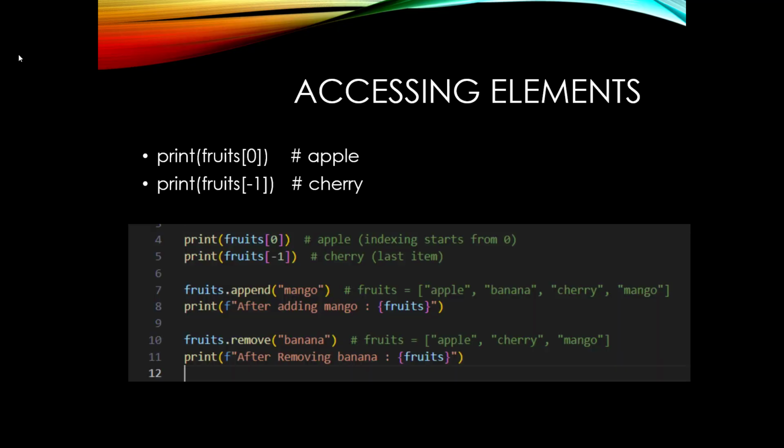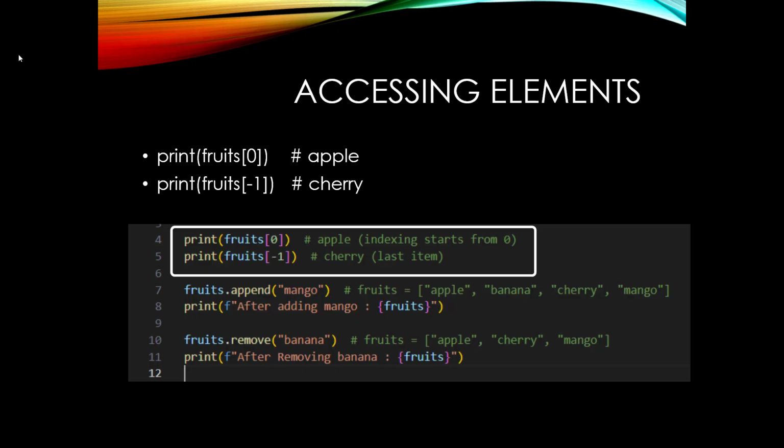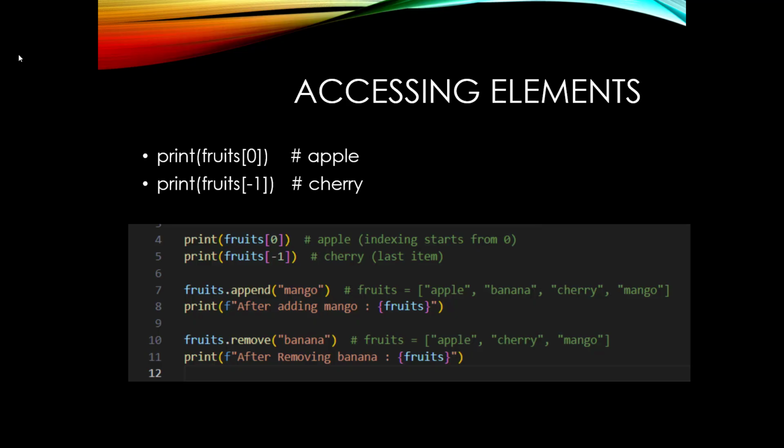Now, accessing elements. Use indexes or indices to access elements. So, in list, index starts from 0. Print fruits 0 will provide the output apple, the first element. Yes, friend, remember this thing, index starts from 0.